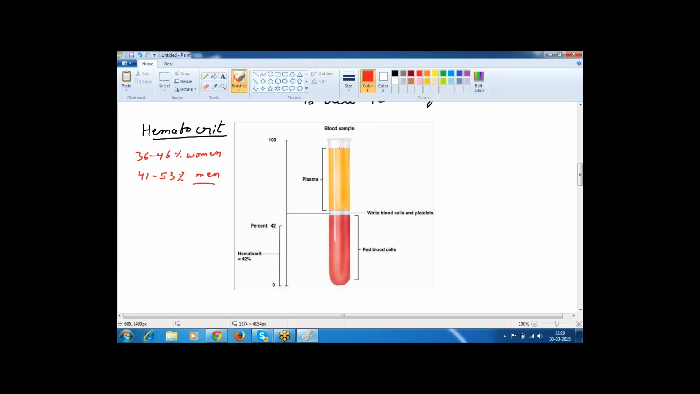That means if it is a total 10 centimeter long test tube, out of which 3.6 to 4.6 centimeters should be the red length. And in males, 4.1 to 5.3 centimeters should be the red length. That is what the hematocrit is. Average for both, you can say it is 42. So it should be around 40, 42, which will be considered normal for both males and females.